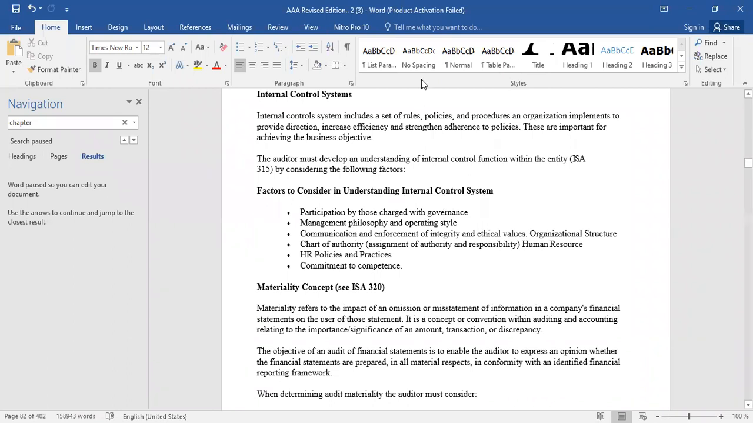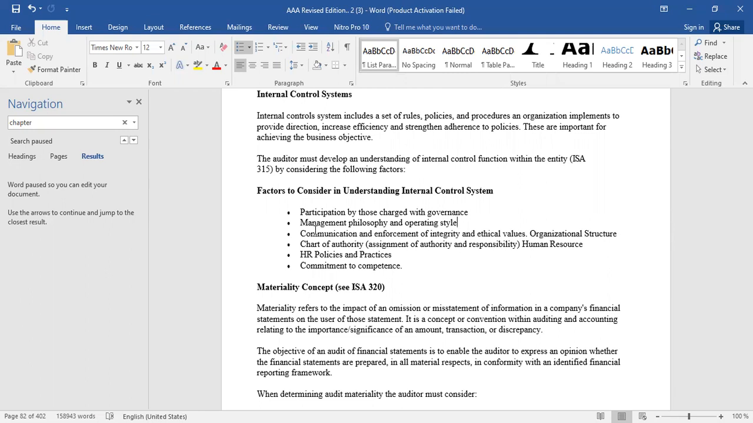That one happens, especially when you join a team as a new team member. Then management philosophy and operation style, how they operate and what they believe in. You see, those values are things that again will help you to understand how the internal control systems work. Then the next one is about communication and enforcement of integrity and ethical values. How do they communicate? Do we have an organizational structure? How do they communicate and pass information? How do they enforce integrity and values?